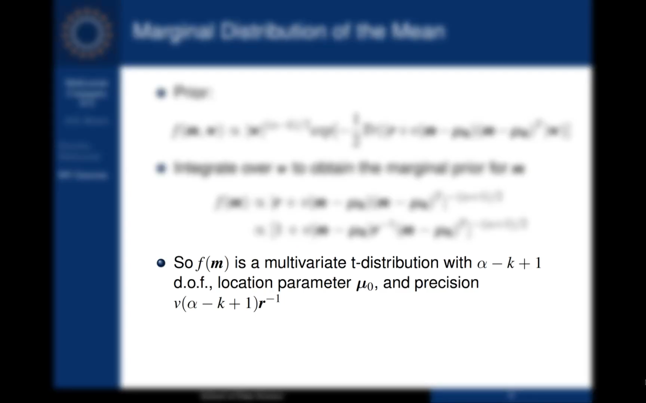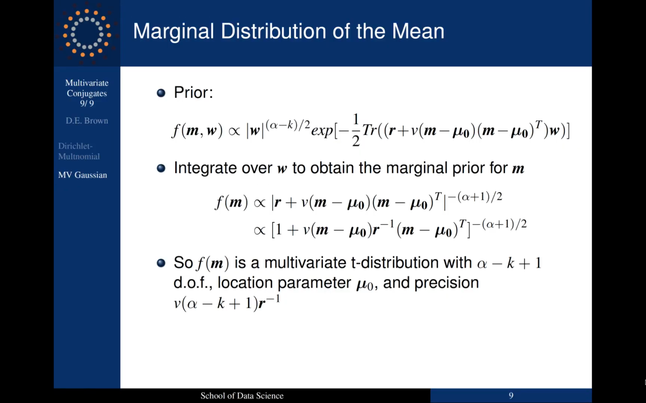And this t-distribution has alpha minus k plus 1 degrees of freedom, very similar to what we saw in the univariate case, now with the update that we have k variables in our likelihood function. And the location parameter is identical to the conditional prior for the mean, and the precision is also updated now by the values that we're obtaining from our data. So this gives us the ability to obtain the posterior distribution for the mean of the likelihood function.